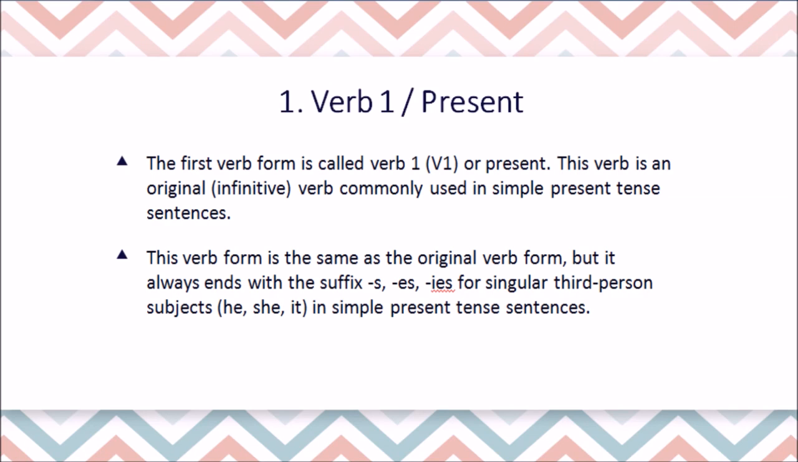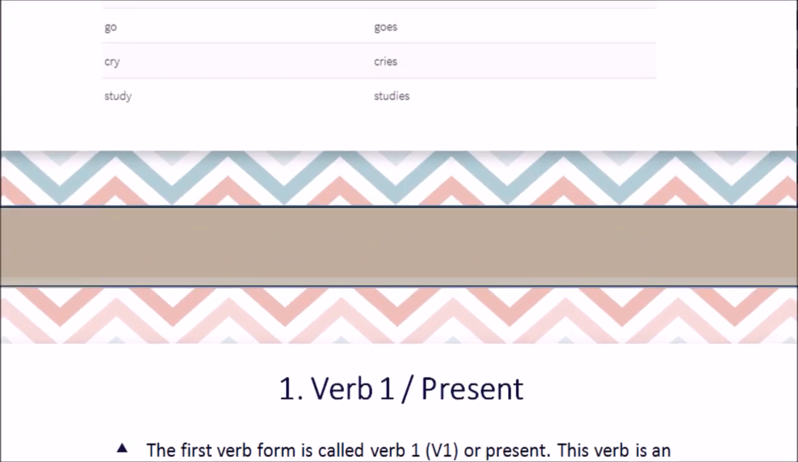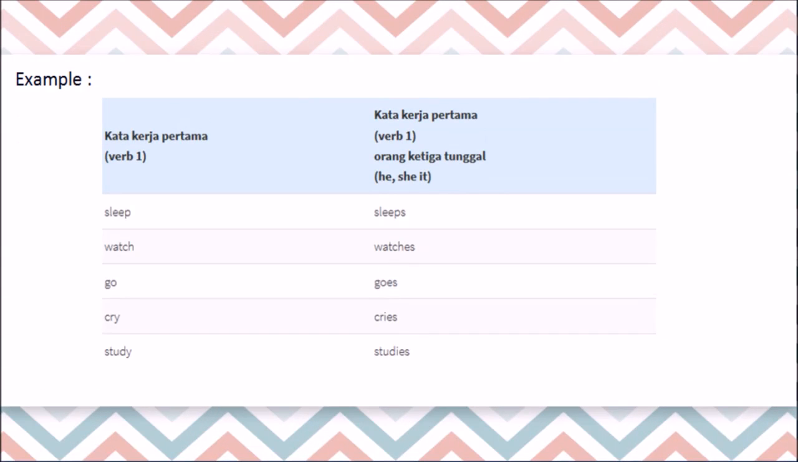This verb form is the same as the original verb form, but always ends with the suffix s, es, or ies for singular third person subject he, she, it in simple present tense sentence. For example, sleep menjadi sleeps, watch menjadi watches, go menjadi goes, cry menjadi cries, study menjadi studies.